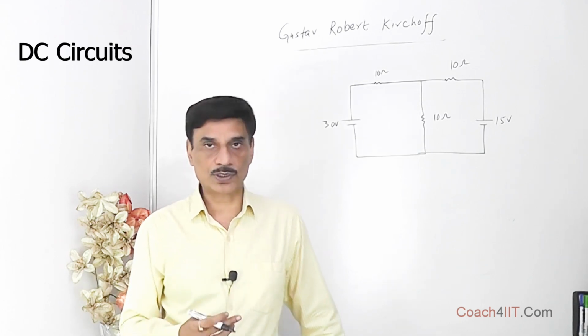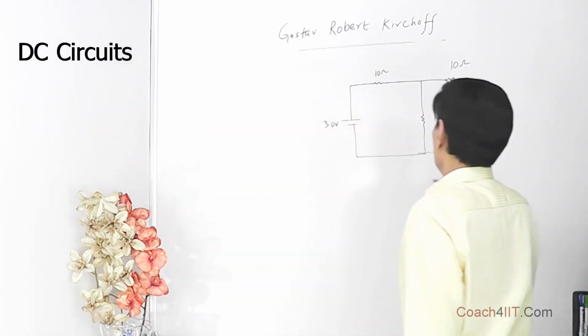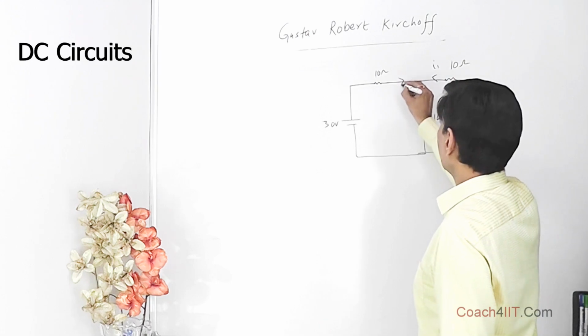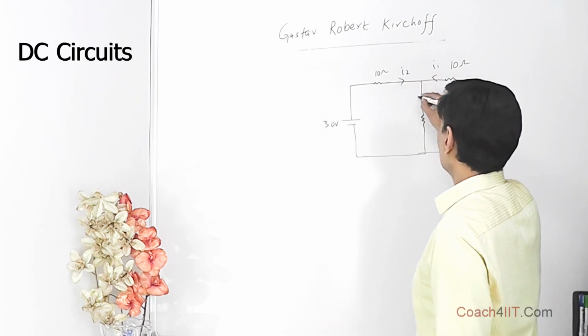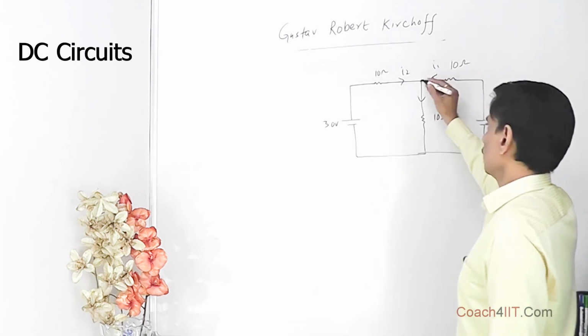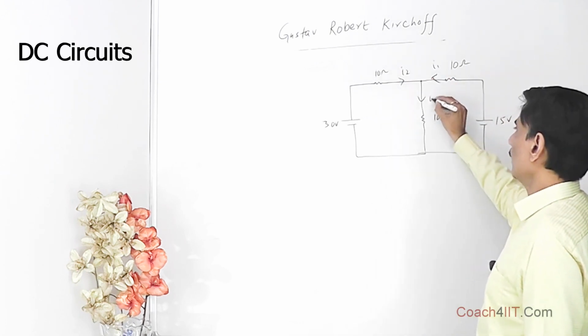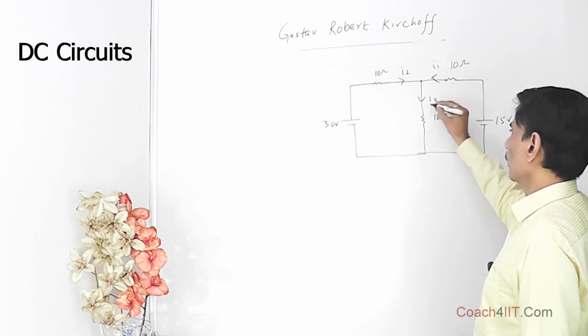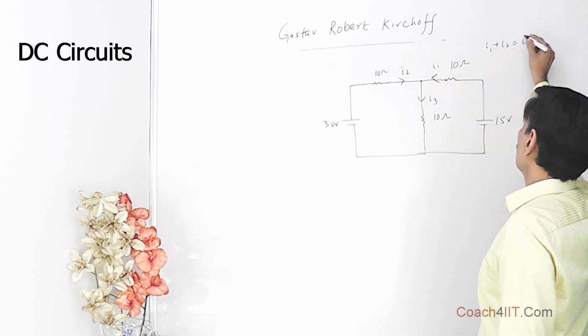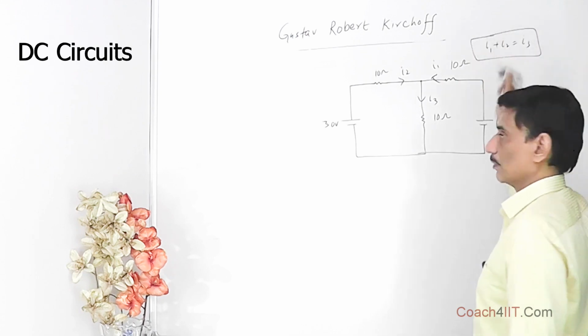of both these laws. Over here this time what we can do is, we can take this current as I1, we can take this current as I2, and over here the current I1 and I2, they are approaching this junction. So this current is going to be equal to I1 plus I2, or you can take it as I3. So it means I1 plus I2 is equal to I3. So this is our one equation.